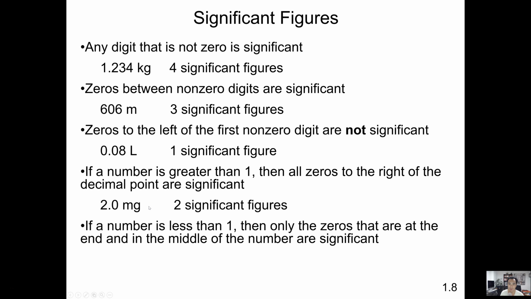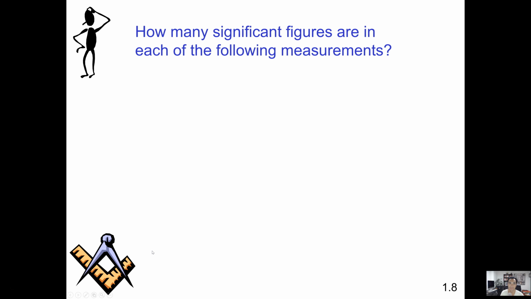If a number is less than 1, the only zeros that are significant are the ones at the end and in the middle of the number. For example, in this case you would get 3 significant figures because these zeros do not count, and these zeros are right after the 4. Very similar to this idea, this zero is still considered to be significant.